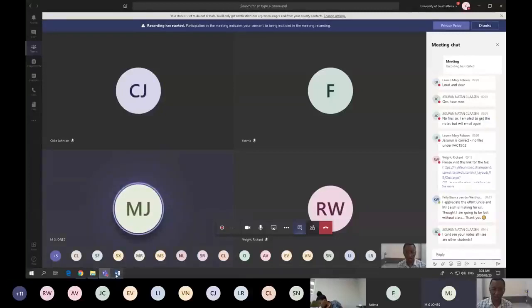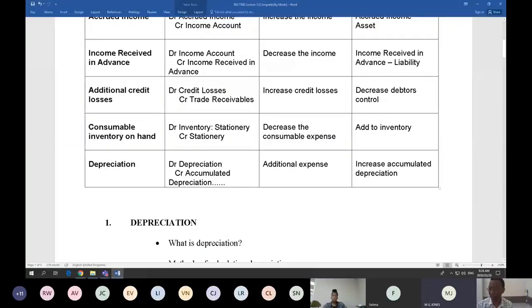So if we are now going to record this adjustment in the books of the business, in your journal, you will have to debit the inventory stationery account, because inventory is classified as an asset. You debit the asset account and you credit your stationery account. Stationery is an expense. You will have to decrease your expenses. So when you do your statement of profit and loss and other comprehensive income, your expense for stationery will not be 1,000 Rand, as in my example, but only 800 Rand, because you have still got 200 Rand worth of stationery left.